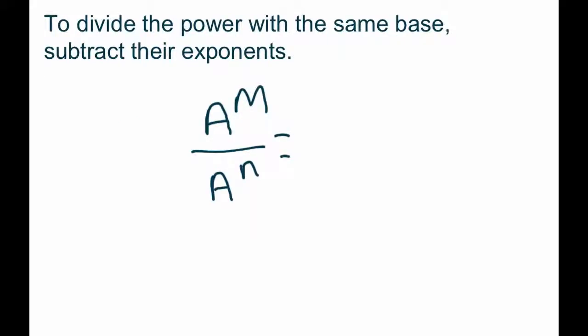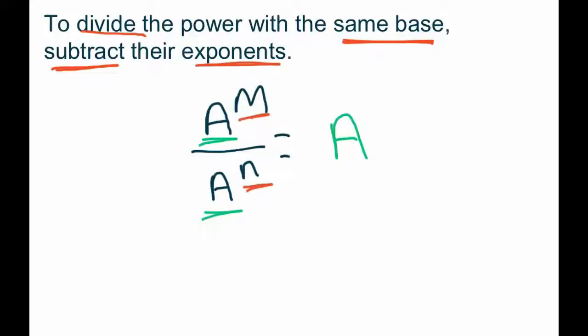We're going to divide powers with the same base. To do this, we have to subtract the exponents. Here we have a to the mth power divided by a to the nth power. Because they have the same base a, we would rewrite the base as a, and we would subtract their powers of m and n. So we have a to the power of m minus n.